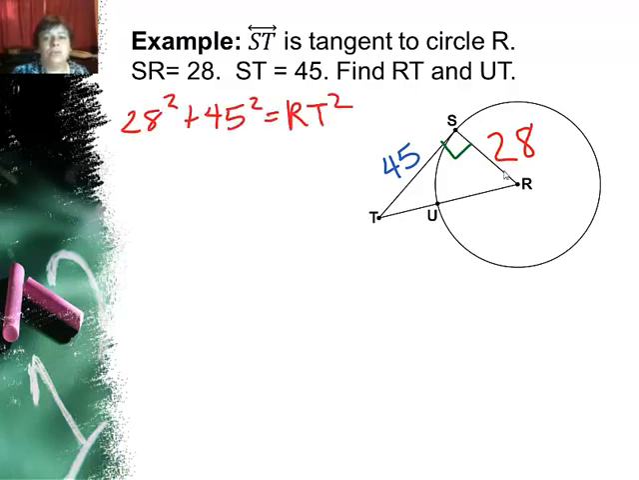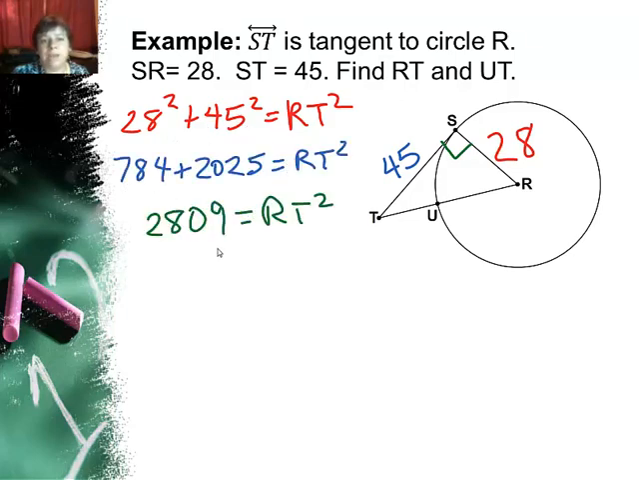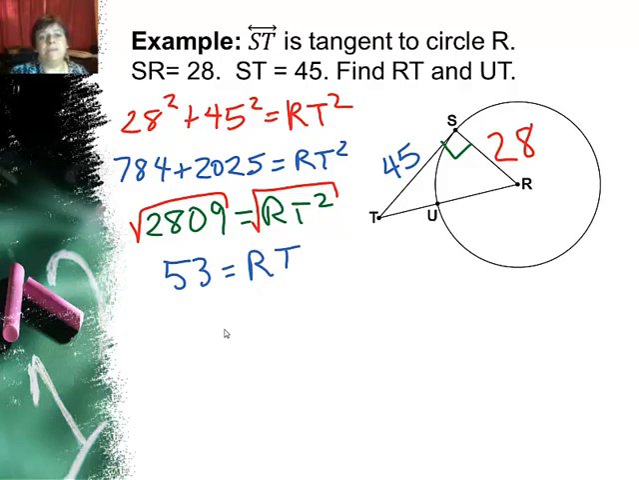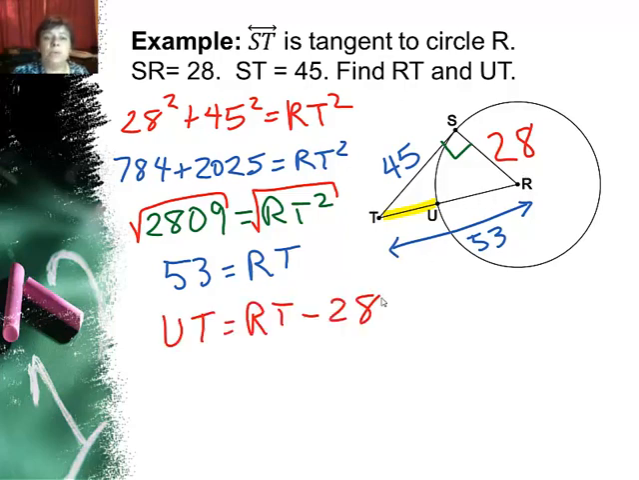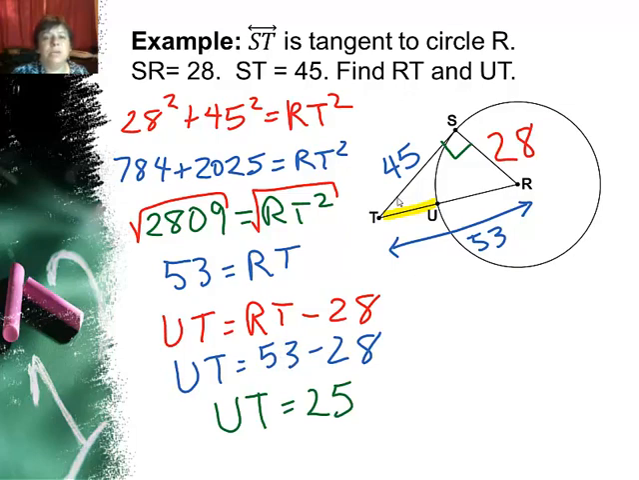Now you can see this is a right triangle, so I can go ahead and use the Pythagorean theorem to find RT. 28 squared plus 45 squared equals RT squared. Square everything out. 2809 is RT squared. Take the square root of both sides. And then I get 53 is RT. So that whole distance right there is 53. Well, I can actually find the distance of UT right here because it's just that whole thing minus a radius. So I take 53 minus 28, so UT is 25.